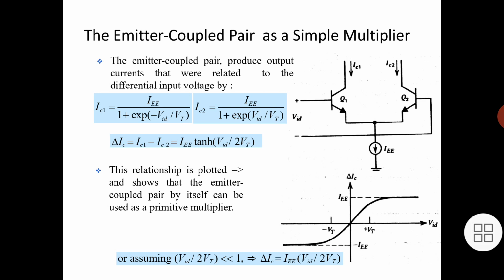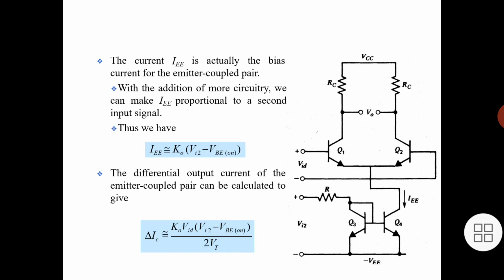This relationship is plotted and shows that the emitter coupled pair by itself can be used as a primitive multiplier, assuming VID by 2VT is much less than or equal to 1, that is delta IC is equal to IEE into VID by 2VT. The current IEE is actually the bias current for the emitter coupled pair. With the addition of more circuitry, we can make IEE proportional to a second input signal. Thus, we have IEE approximately equal to K0 into Vi2 minus VBE on.